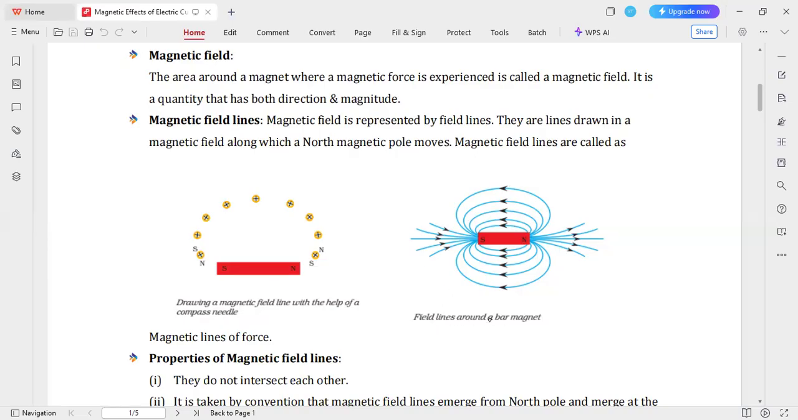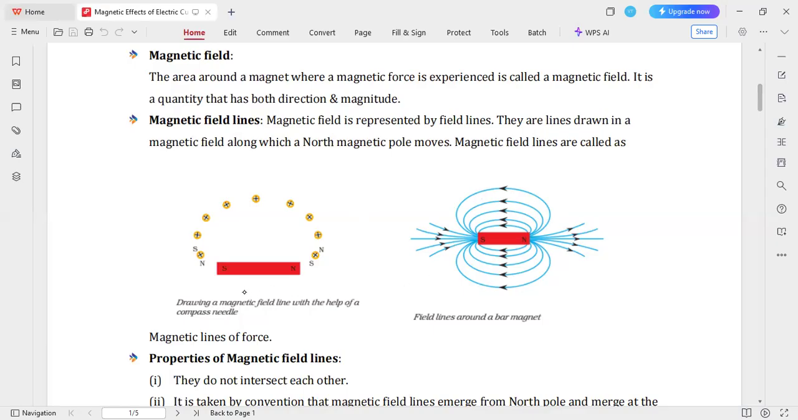Field lines around a bar magnet, this diagram. It starts from north pole to south pole, and within the magnet it is south to north, children. Within the magnet it is south to north. Outside the magnet, you can see north to south.